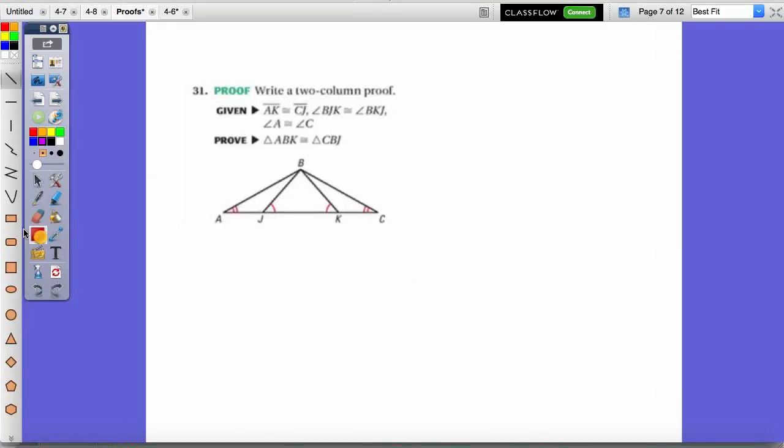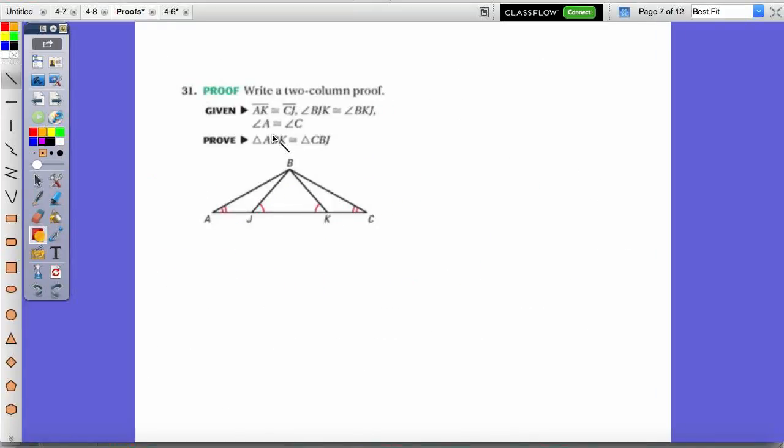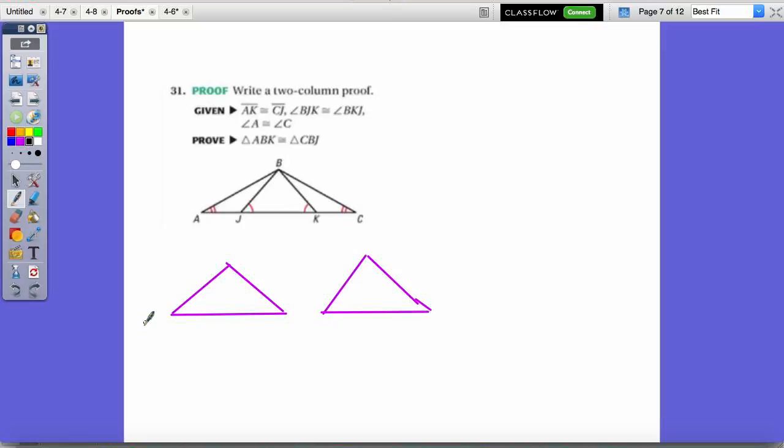Number 31 here. I've told you guys that when you have overlapping triangles ABK to CBJ, it's best to kind of draw them out. So that's going to be ABK. And then CBJ. There. It's not perfect, but you get the point. So this is ABK to CBJ.